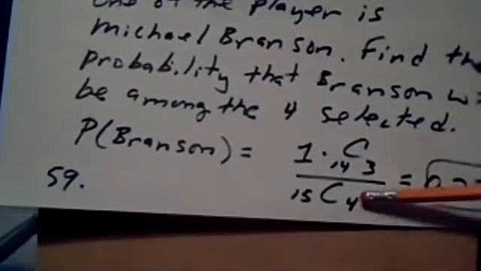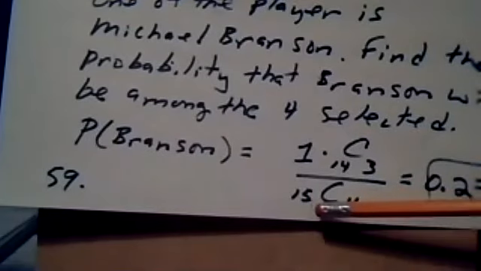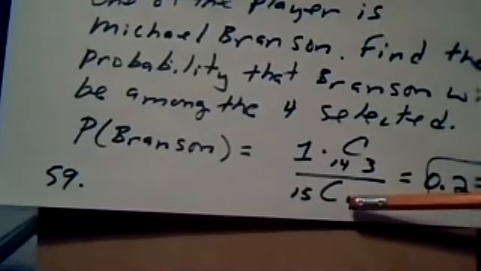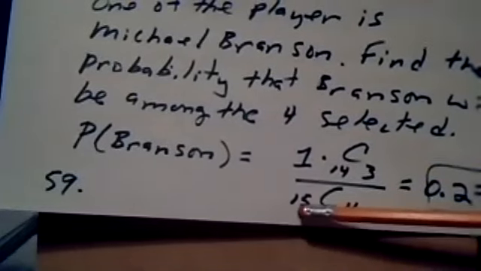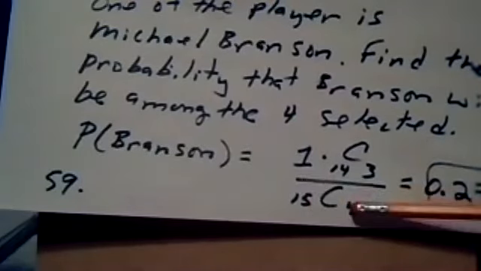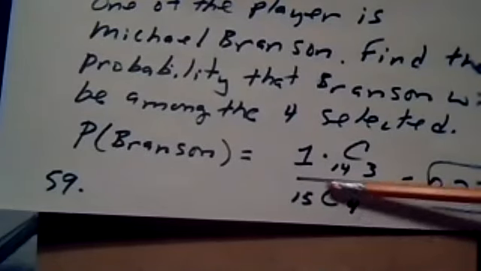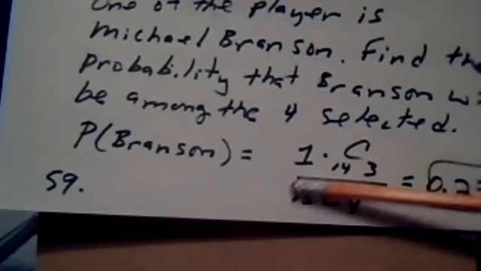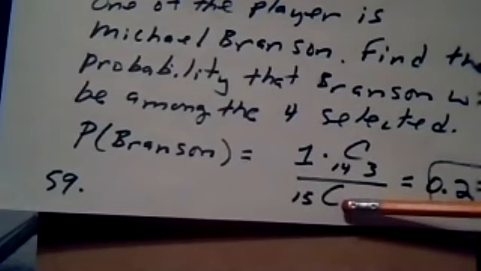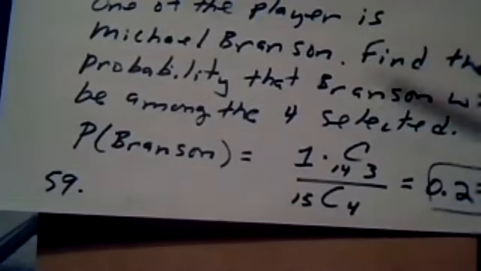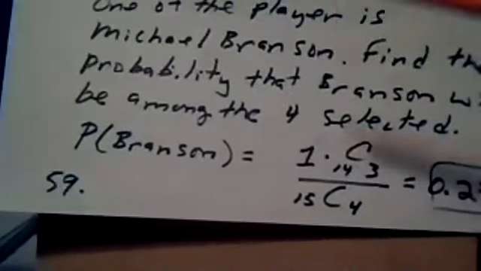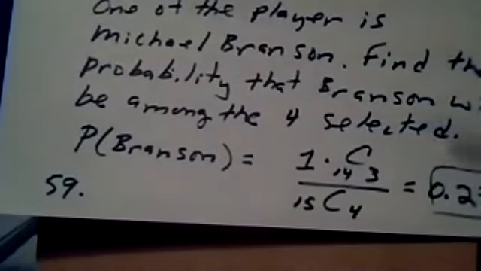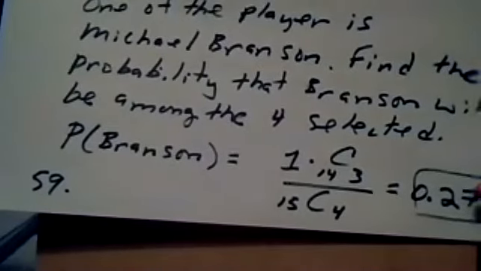This bottom one is the denominator. How many total groups of 4 can you have? Notice this is a probability and the denominator has to be a total amount. So if you have 15 people available and you're forming groups of 4, how many different groups of 4 can you form? From the total number of groups of 4 you can form, the group that you're interested in is going to have Branson and some other 3 people. The probability of that happening is 0.27.